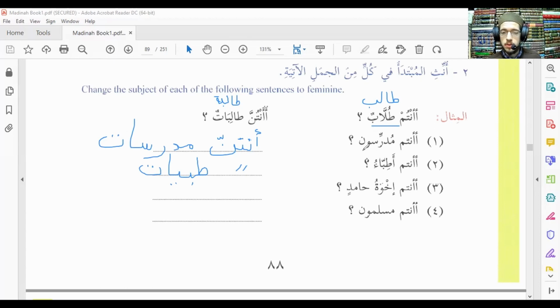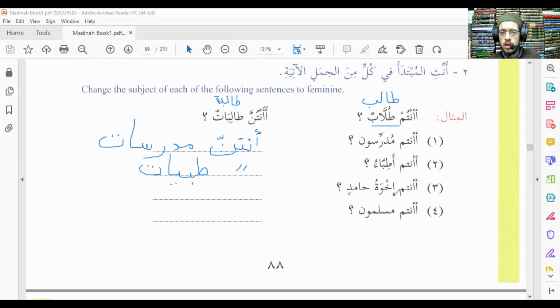Here, the second example, or I should say the first actual problem, is sound masculine plural, mudarrisun, and that goes to the sound feminine plural, mudarrisatun. Here we start out with a broken plural, that is mamnu' min as-sarf, atibba'u for masculine, and we are finding ourselves with another sound feminine plural, tabibatun. Good. Number 3, antum ikhwatun hamidun, or excuse me, ikhwatu hamidin.